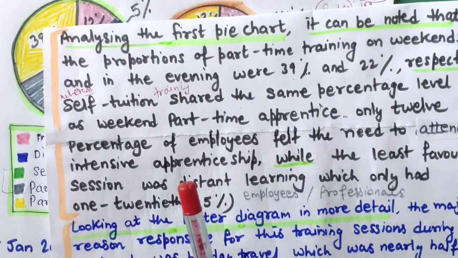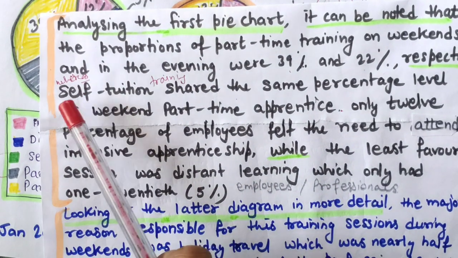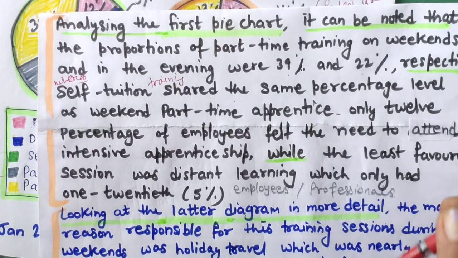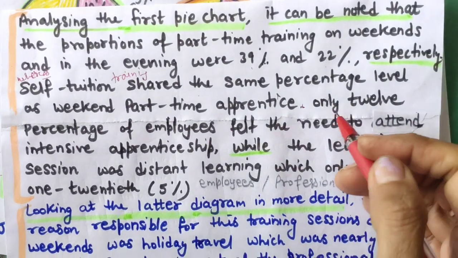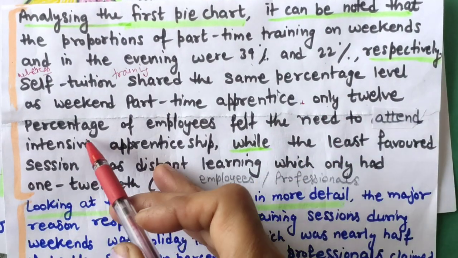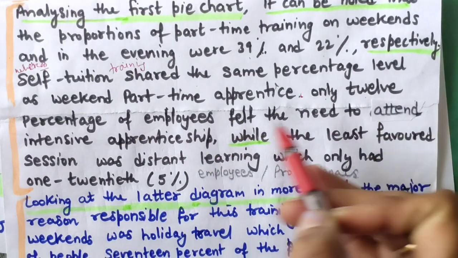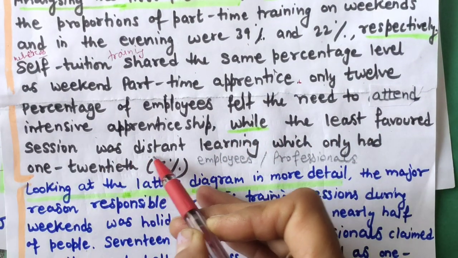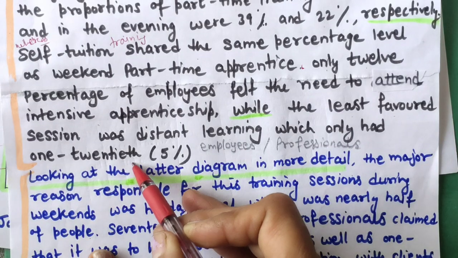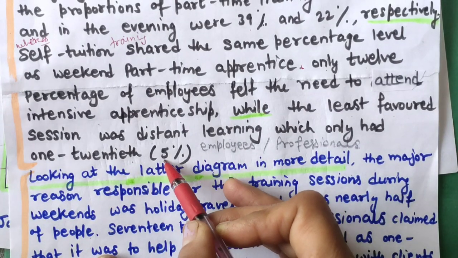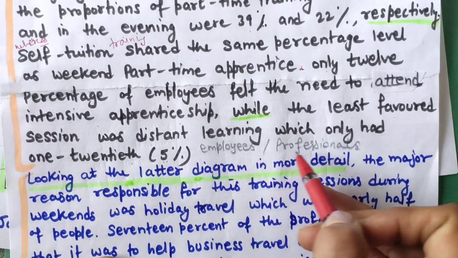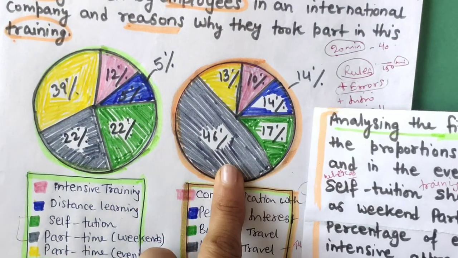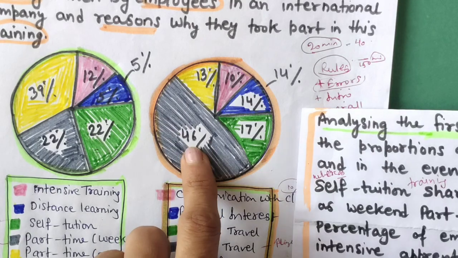So contrastive words you should write. Whereas self tuition training shared the same percentage level as weekend part-time apprentice, only 12% of employees felt the need to attend intensive apprenticeship, while the least favored session was distance learning, which only had one twentieth, a fifth, or in brackets I have written 5% of employees or professionals. See this also I have written. Now this one, this is the largest share.